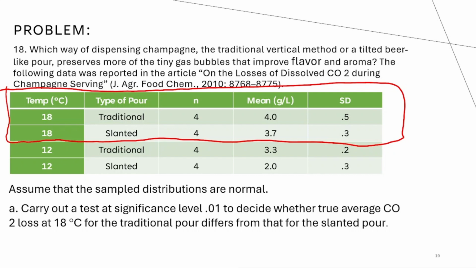So we're assuming that the sample distribution is normal, so we don't have to do the Q plot, and we don't have the data to do it. I didn't see a problem, but I didn't look too hard. But anyway, part A, we're carrying out a test at a significance level of 0.01 to decide whether the true average CO2 loss at 18 degrees Celsius for the traditional pour differs from that of the slanted pour.